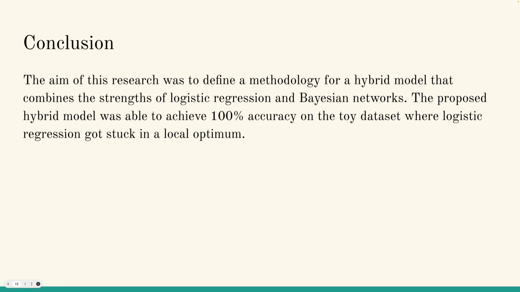So, in conclusion, the purpose of this research was really to define a methodology for a hybrid model that can combine the strengths of logistic regression and Bayesian networks. In order to test this hypothesis, a toy dataset that was non-linearly separable was created. The expectation was that the hybrid model would be able to achieve 100% accuracy in classifying these data points, while the logistic regression model would get stuck in some local optimum. The results from this study show that this goal was able to be achieved.